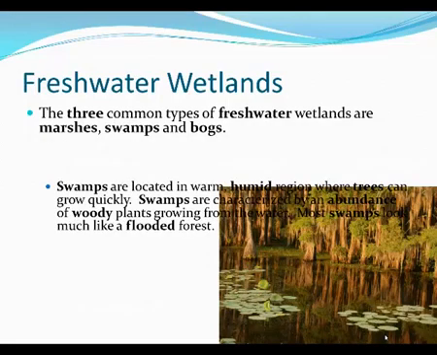Swamps are located in humid regions where trees can grow quickly. They're characterized by an abundance of woody plants growing from shallow water. Most swamps look like a flooded forest. The interesting thing about swamps is that often in those environments, the trees or woody plants are able to survive despite the fact that they are somewhat submerged in water almost year-round.